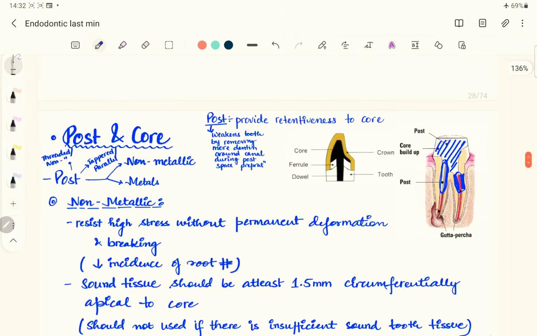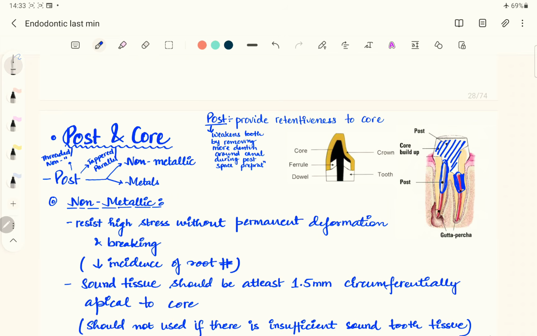So when you are doing a root canal therapy and you do not have much of the crown structure, in order for the filling to be retentive inside the tooth, we are also providing it with a post which goes inside the root canal. So that is the post and core.